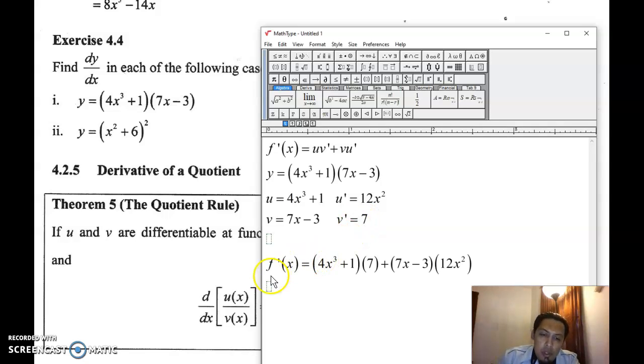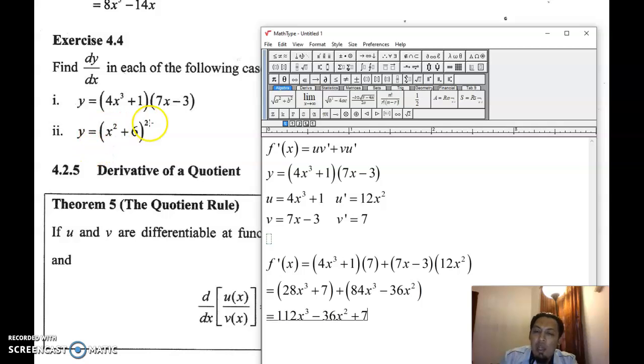After that, substitute everything into the formula. We have u v prime, so this times v prime 7, plus v, which is this, times u prime 12x squared, and lastly multiply everything and rearrange it. Sum whichever numbers that you can, or subtract. So this is the answer. This is the derivative of product for these functions.